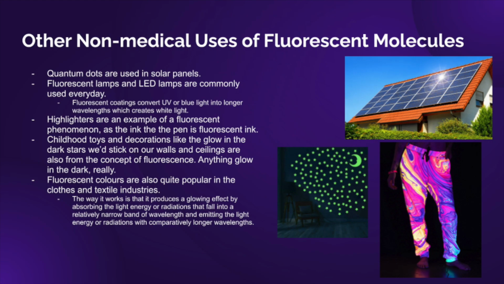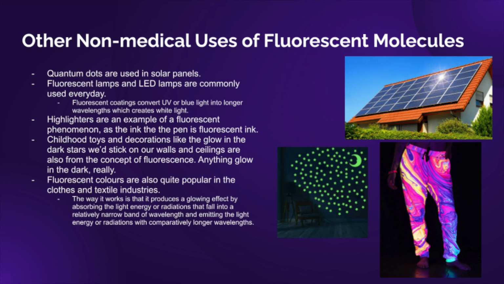Fluorescent molecules have many uses outside of just the medical field and medicine in general. Quantum dots are utilized in solar panels, and fluorescent and LED lamps are commonly used around homes. The way that fluorescent and LED lamps work is that the fluorescent coatings convert the UV or blue light into longer wavelengths, which in turn creates white light. Even childhood toys and glow in the dark come from the concept of fluorescence.